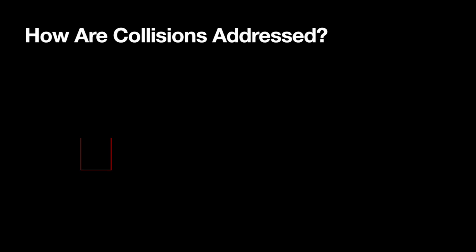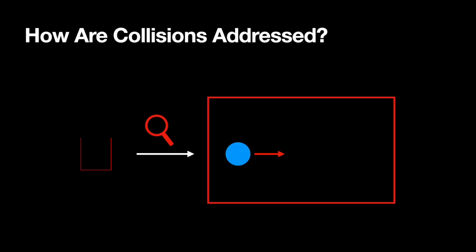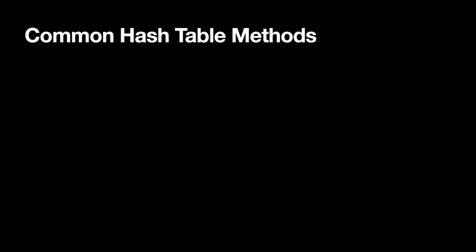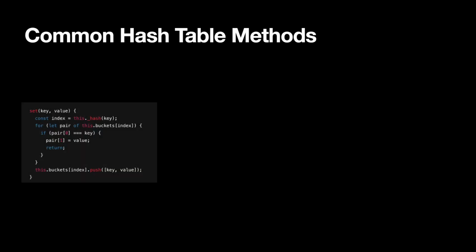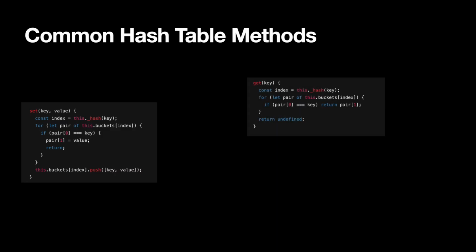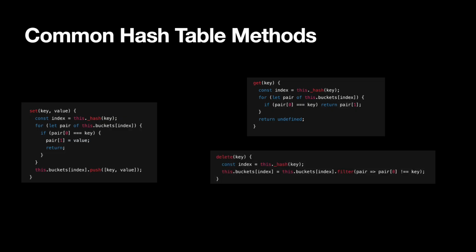Now to solve this, inside a bucket, you would have a linked list, which I covered in my first video. And when you have a collision, you would just add to this linked list inside that single bucket. Some common hash table methods include set, which either updates a current existing key value pair or adds it to your hash map inside one of the buckets. There's get, which gets a value based on a key, and delete, which deletes a key value pair.